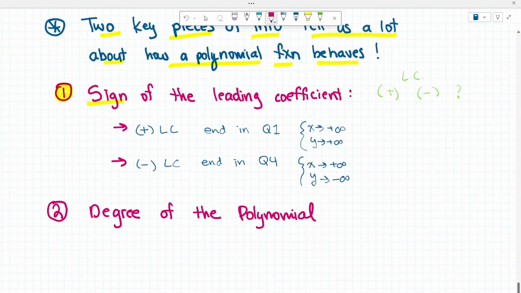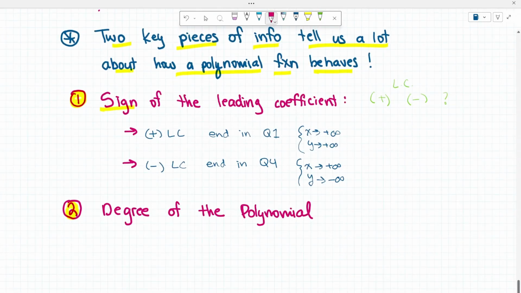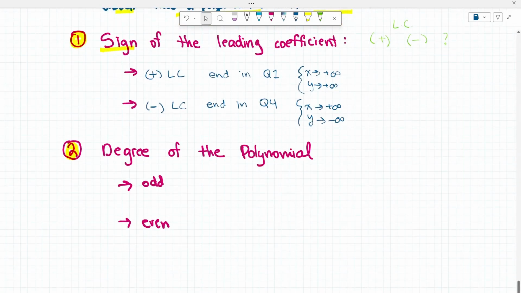The second thing that we can figure out is we can use the degree of the polynomial to help us determine kind of where it would start. So here, the sign kind of tells us where it ends. So we know that second half. But what about where it starts? So this is where we have to break it down into even degree and odd degree polynomials. So the degree of the polynomial corresponds to the degree of the highest power of x.